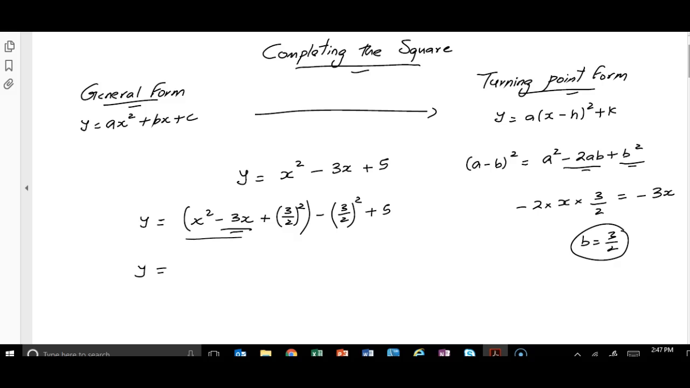Now looking at these first three terms, they now complete the square in the format of a minus b the whole squared, where the value for a is x and the value for b is 3 on 2. So we now have x minus 3 on 2 the whole squared. Now let's deal with the rest of the numbers. So 3 squared is 9 and 2 squared is 4, and then we have our plus 5.